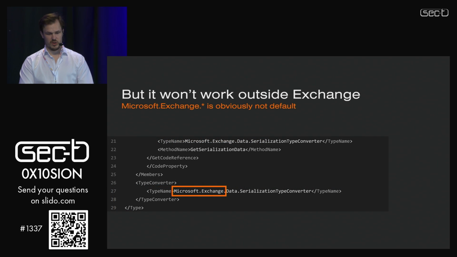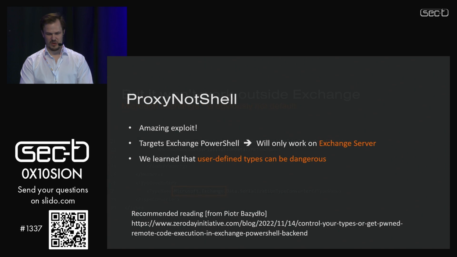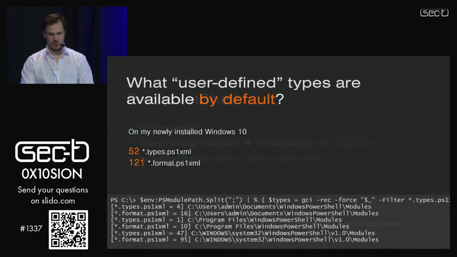But the thing is, this only works in Exchange PowerShell, because this is a vulnerability in the Microsoft Exchange serialization type converter. So this doesn't really work for what we're after, because we want to exploit PowerShell in general. We don't only want to own the Exchange servers. This is a really, really cool exploit, and I recommend that you read the write-up from Zero Day Initiative on it. But we're going to take some learnings from here and see that user-defined types are dangerous, and see what user-defined types are available by default in PowerShell.